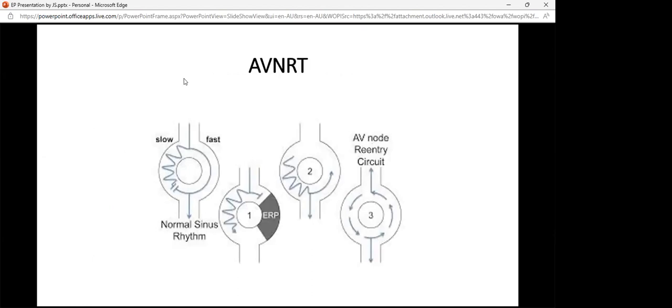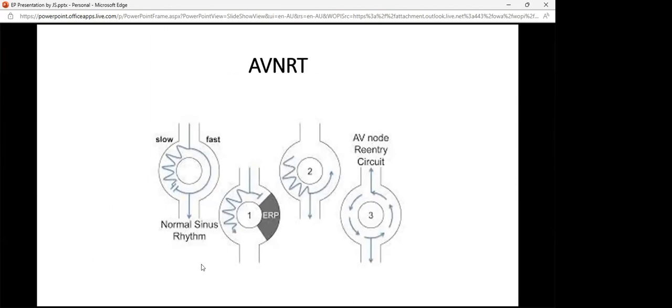So we look at these in context with some pictures here. Most of us sitting here tonight are in sinus rhythm, hopefully, and we're conducting from the atrium. The signal enters the AV node via the fast pathway and down to our ventricle. Okay, that's our normal sinus pathway conduction.